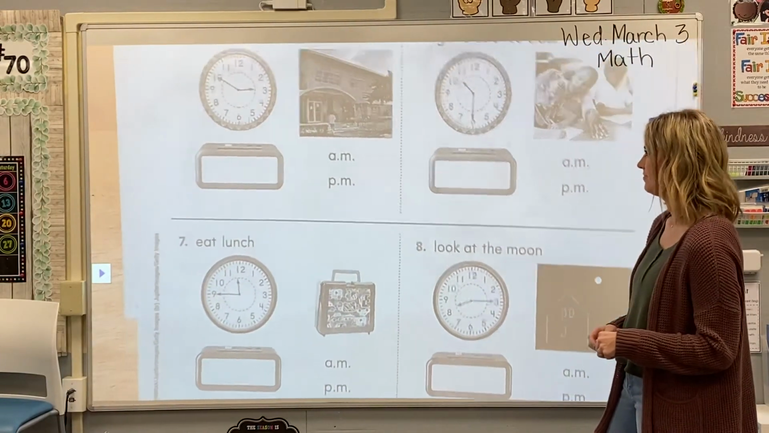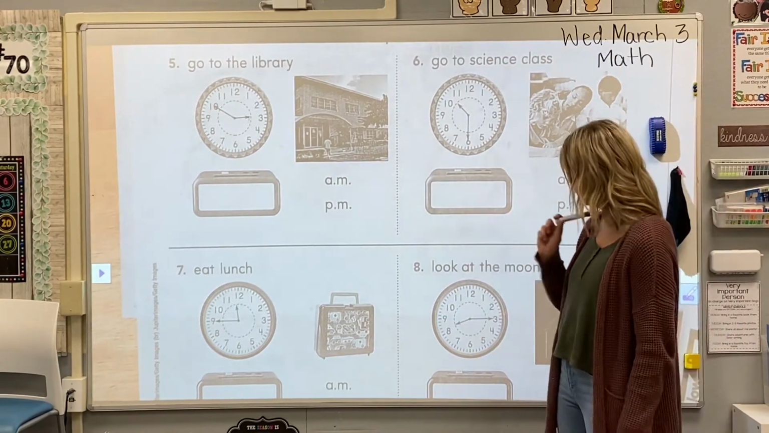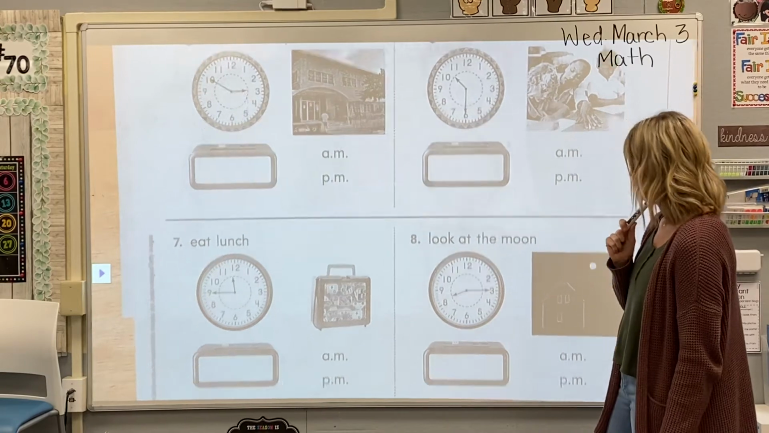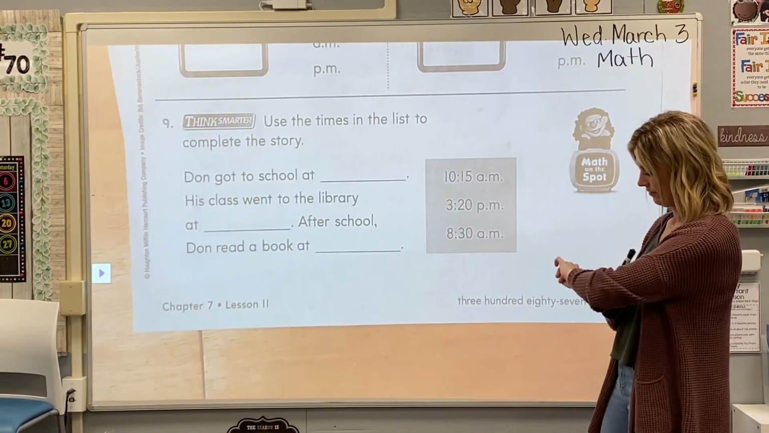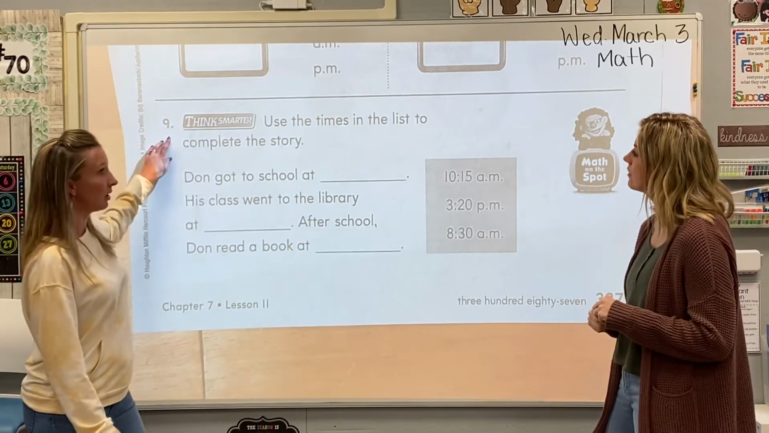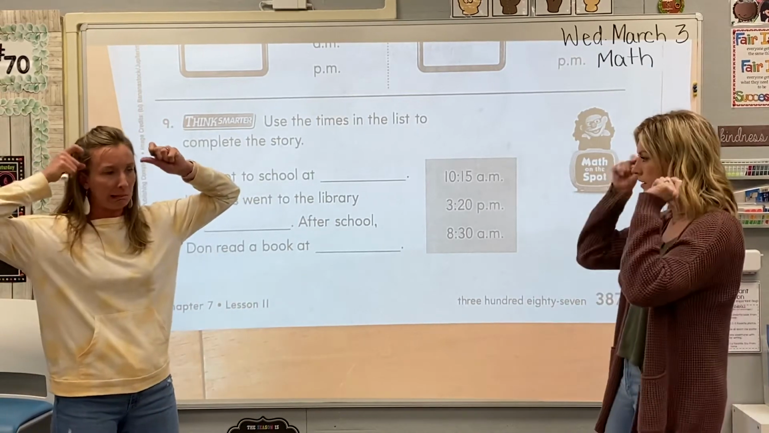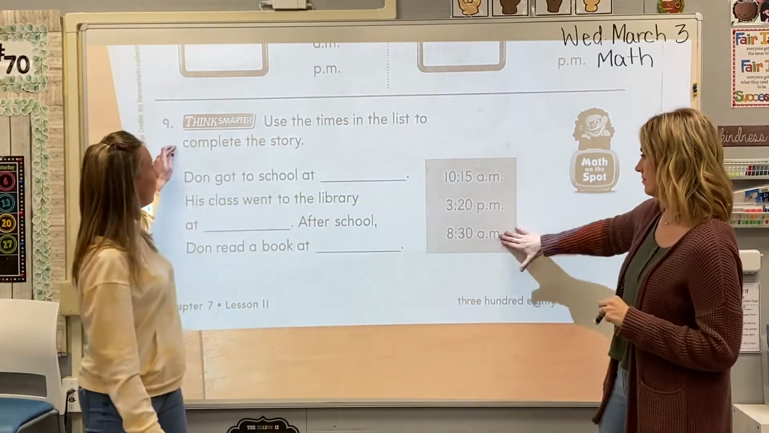We have a couple more activities that you're going to take a look at and write the time digitally and circle AM or PM. And then down at the bottom, we have a question that's just a little bit trickier. So let's take a look. It says, think smarter. So turn your brain on. Use the times in the list to complete the story.